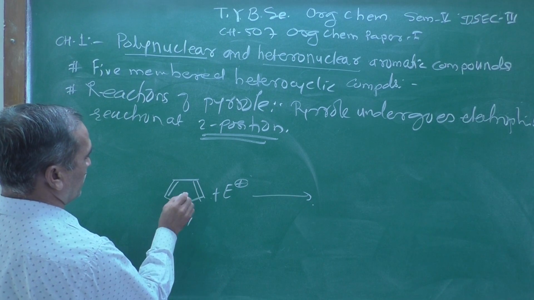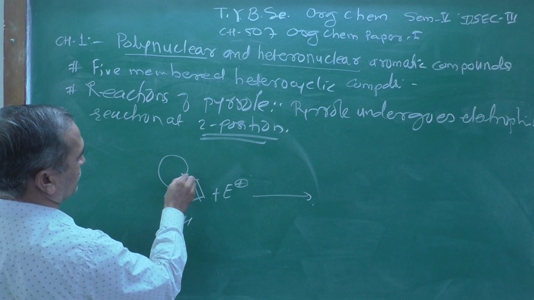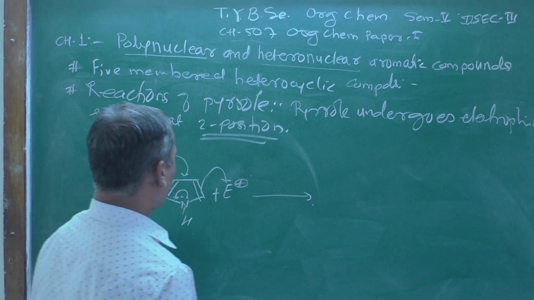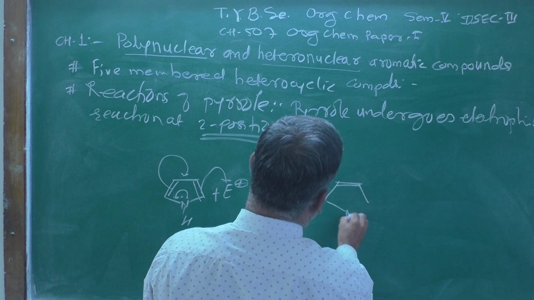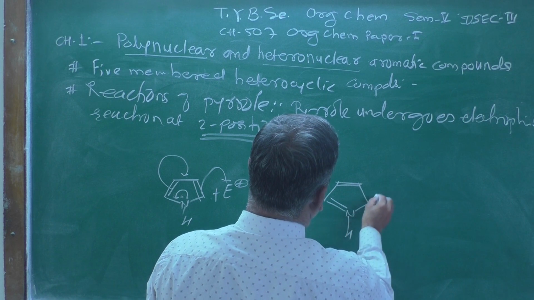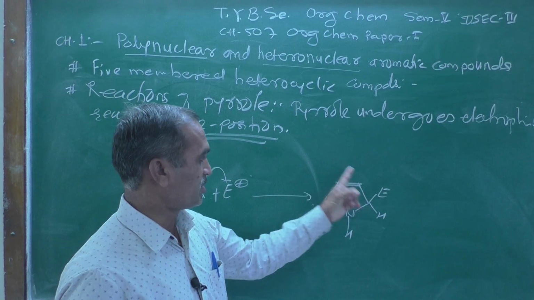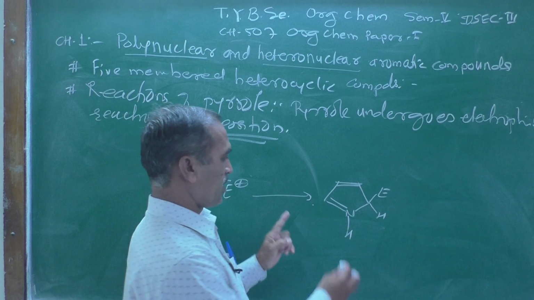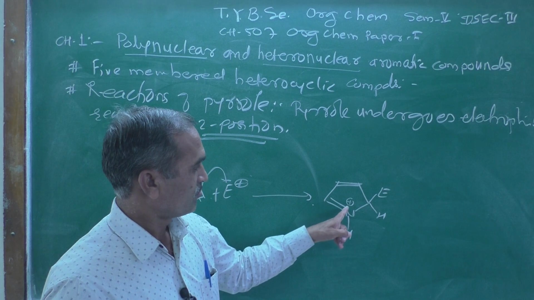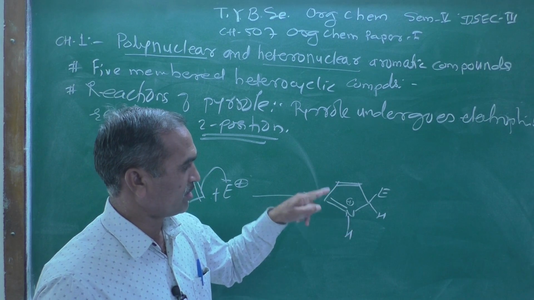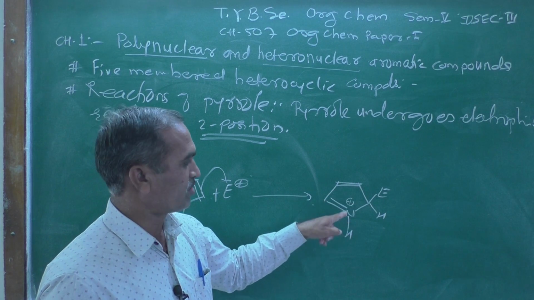Now the lone pair which is present on that nitrogen atom is delocalized in this manner, and the compound which we are getting here, I am showing here NH, double bond, here is an electrophile and hydrogen atom. Now observe this transition state carefully. Here the positive charge I am putting on nitrogen atom.